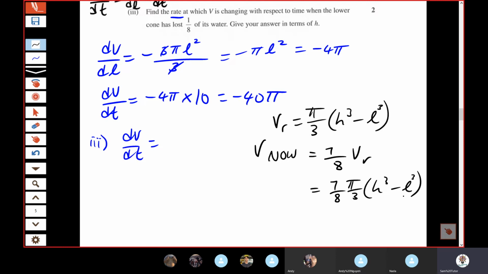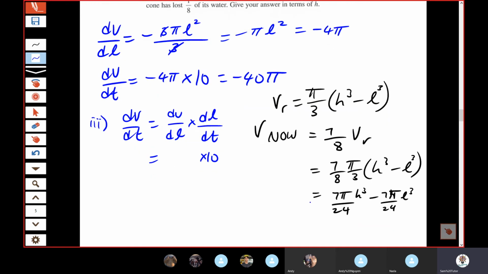Yeah, it's right. All right, and then what am I going to do now? Multiply it in. 7 pi on 24 h cubed minus 7 pi on 24 L cubed. Don't forget what you were trying to find: dV on dt. So now dV on dt is dV on dl times dl on dt. You already know what dl on dt is. That's still 10.